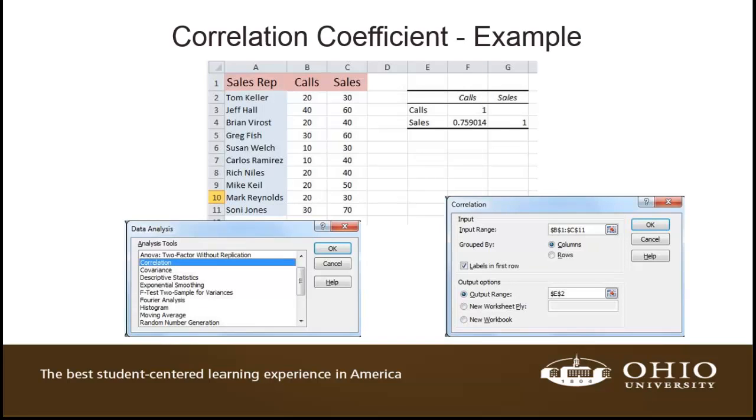First thing we do is go to data analysis, go to correlation, highlight the data in columns B and C, including the labels, and we can see that the relationship is a pretty strong positive relationship, which would indicate that the more calls you make, the more copiers you sell.